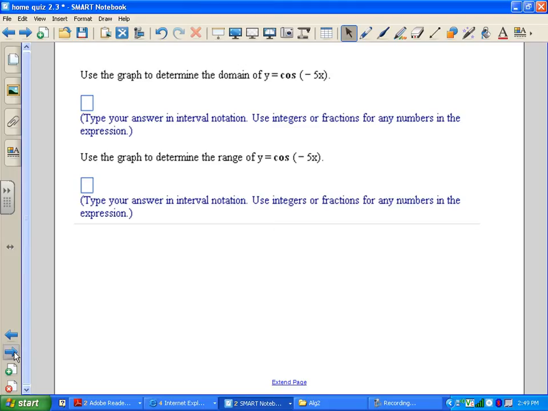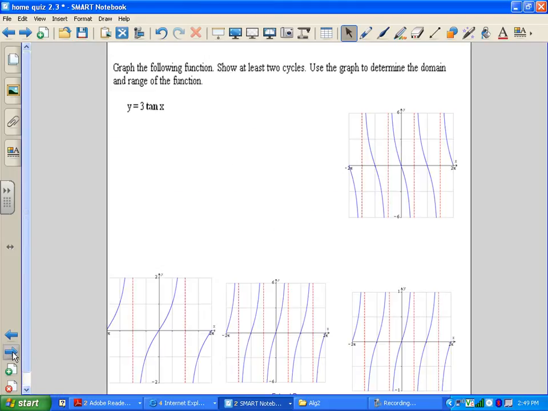Okay, another graphing question. So this is use the graph to determine, oh, that was actually what I just answered. Okay, so I've already done that. All right, another graphing one. Now we got to do y equals 3 tangent x. Now I'm going to be careful on tangents. We need to be drawing these.